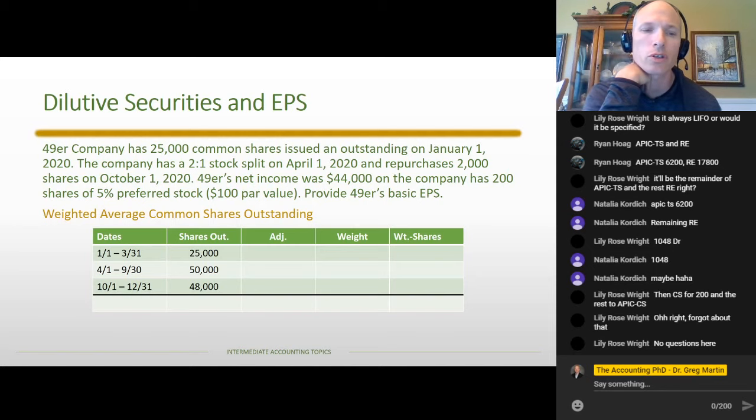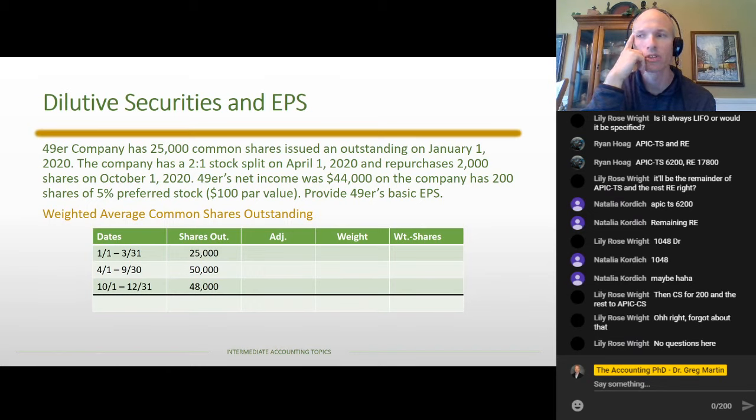And so January 1st to March 31st is where there's physically 25,000 shares outstanding. And then on April 1st, there's a 2-for-1 stock split, which means we go from 25,000 to 50,000. And so from April 1st until September 30th, nothing happens. And so the physical number of shares outstanding remains at 50,000 shares. And then finally, there's a repurchase on October 1st, which means the physical number of shares outstanding goes from 50,000 down to 48,000.